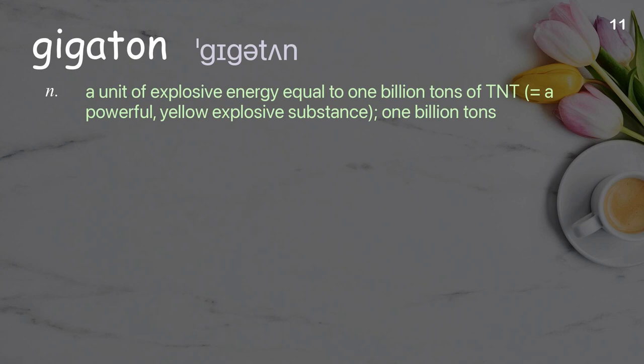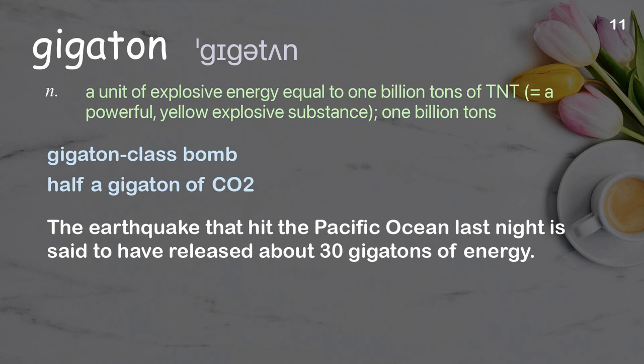Gigaton. A unit of explosive energy equal to 1 billion tons of TNT, a powerful, yellow explosive substance. 1 billion tons. Examples: gigaton class bomb. Half a gigaton of CO2. The earthquake that hit the Pacific Ocean last night is said to have released about 30 gigatons of energy.